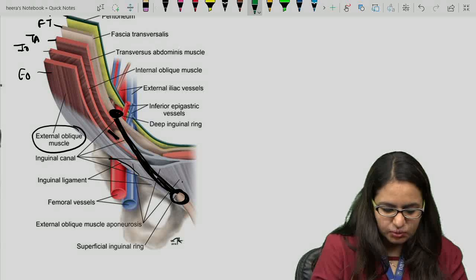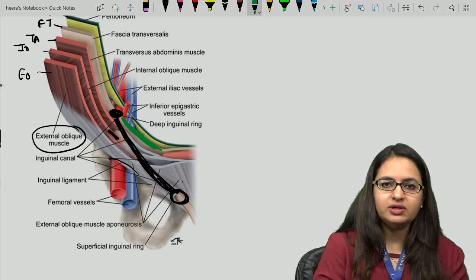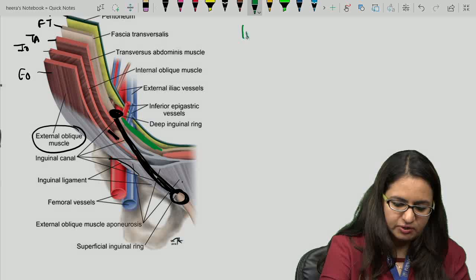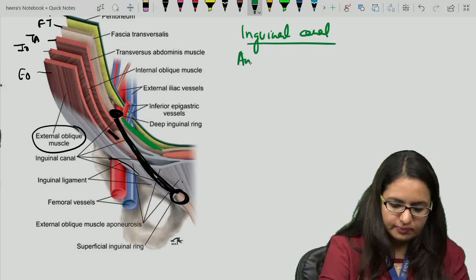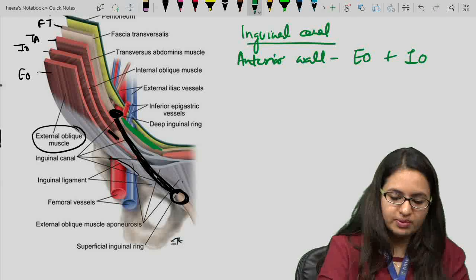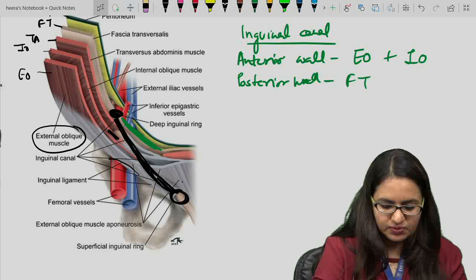Now if we see towards the posterior side, this is the posterior side over here. The structure which is forming the posterior wall of the inguinal canal is the fascia transversalis. So for the inguinal canal, the anterior wall is formed mainly by the external oblique as well as contributed to by the internal oblique. The posterior wall is mainly formed by the fascia transversalis.